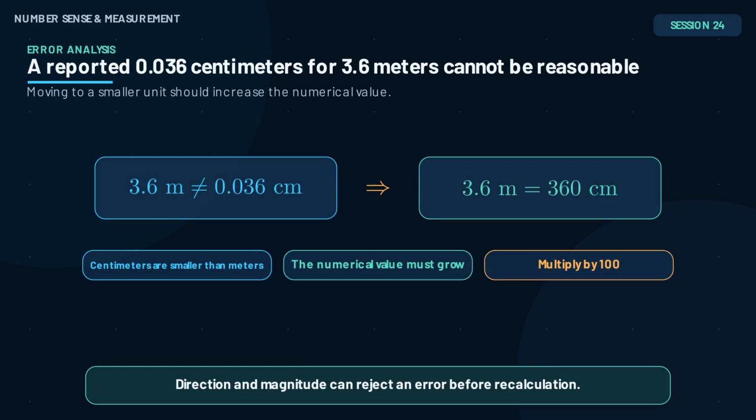Learner reports 0.036 centimeters for 3.6 meters. This cannot be reasonable because centimeters are smaller, so more centimeters are needed for the same length. Multiply 3.6 by 100. The correct conversion is 360 centimeters.